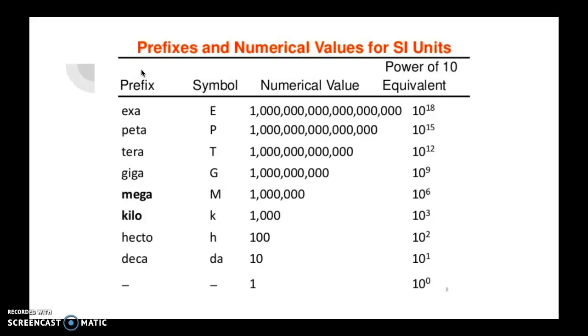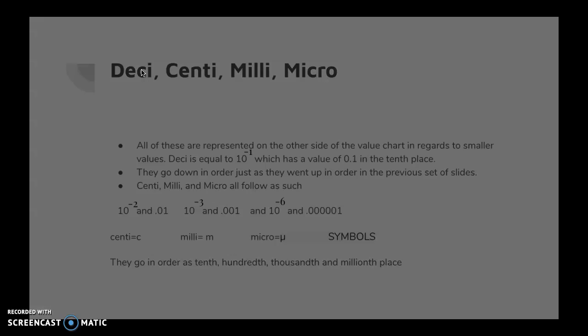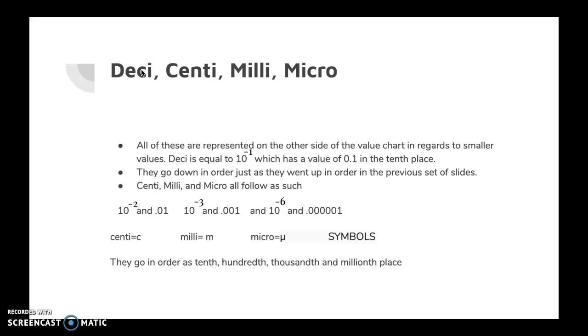Here what we have is the prefix symbol chart that's going up. So like I said, it was broken into 2 halves. So now you can use the prefix, such as mega, which is always a million, combined with its symbol and its numerical value. So 1 megameter, meter being the base value, mega being the prefix, would be 1 million. As we go down the chain, you can see that these are represented on the other side of that chart in smaller values. Deci is equal to 10 to the negative first, which has a value of 0.1 in the 10th place. They can go in order just as they went up in order from the previous set of slides. So as we went up before, now we're going down.